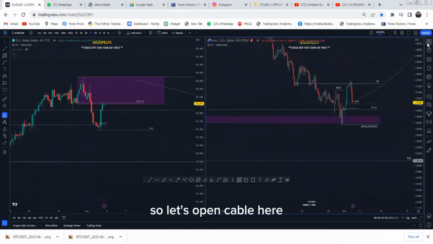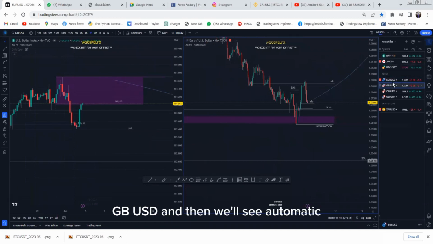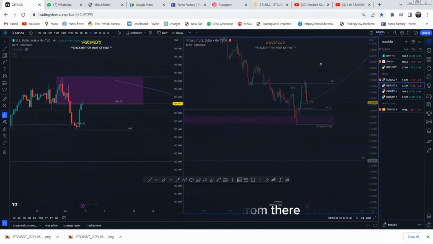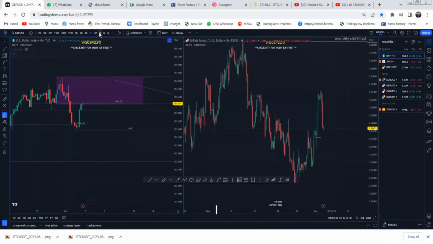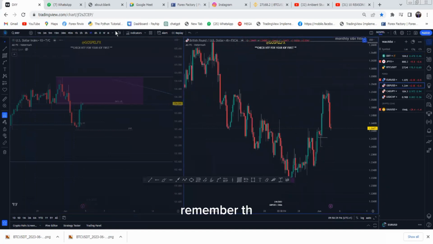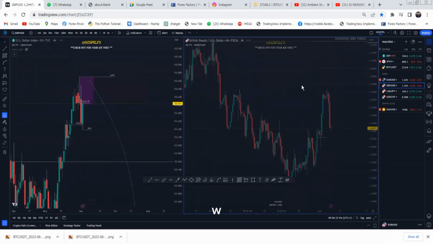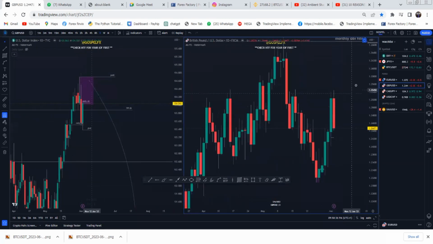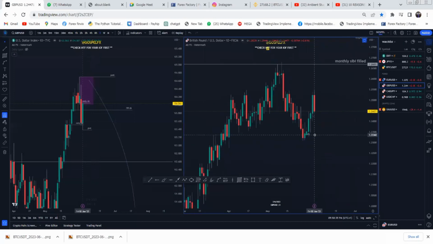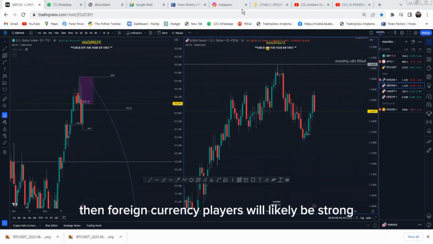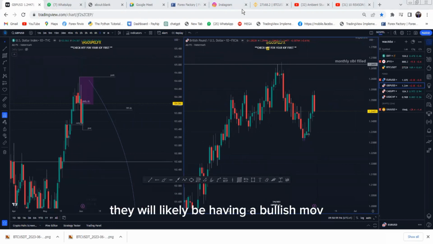Okay, so let's open Cable here, GBPUSD, and then we'll see what price is doing from there. So same thing, let's just start from the daily chart. Remember that anything that we are looking at here, we're trying to correlate it with the dollar index, okay? Because if the dollar is strong, then foreign currency pairs will be weak. If the dollar is weak, then foreign currency pairs will likely be strong or bullish.